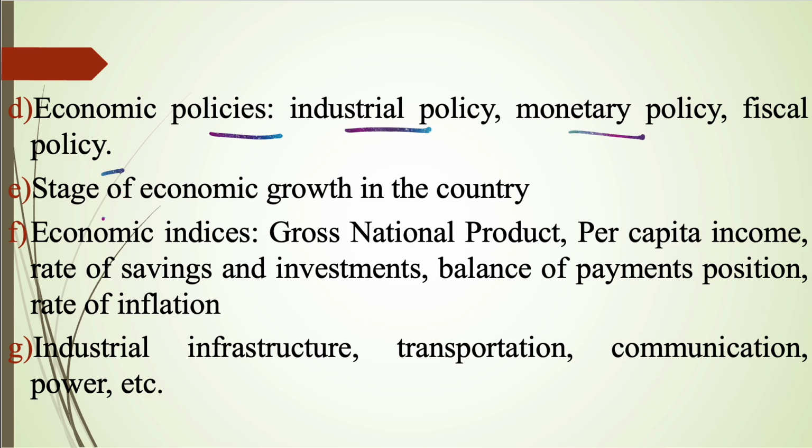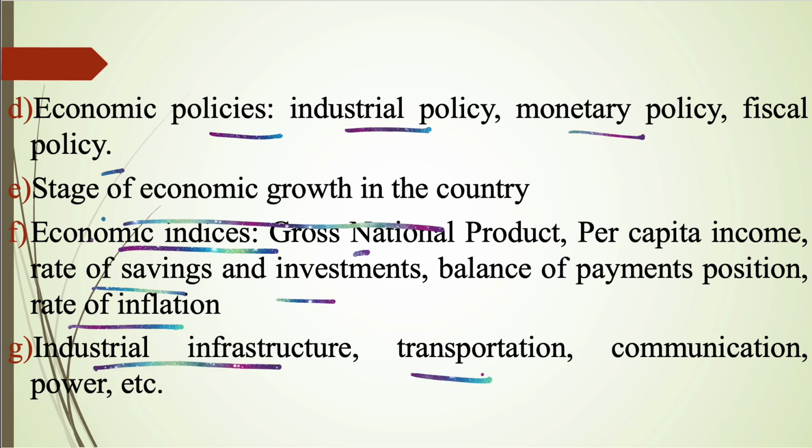The next factor is stage of economic growth in the country. The next factor is economic indices, like gross national product, which is known as GNP, per capita income, rate of savings and investments, balance of payments position, rate of inflation, and so on. The next factor is industrial infrastructure: transportation, communication, power, etc.